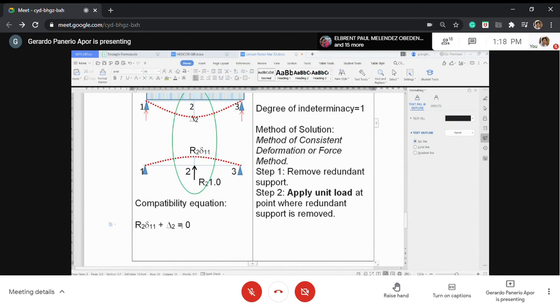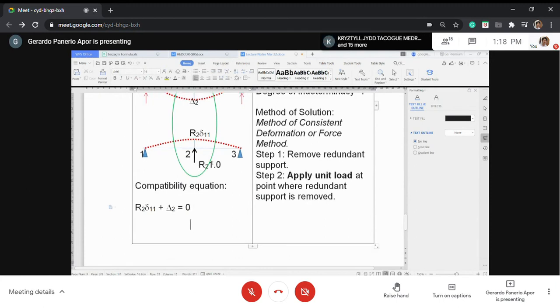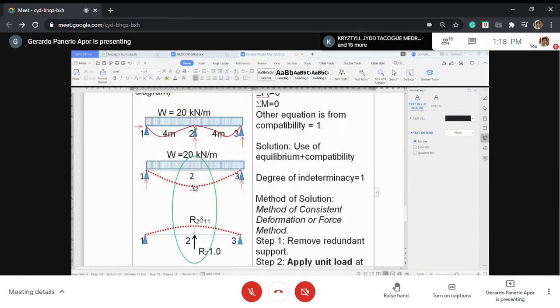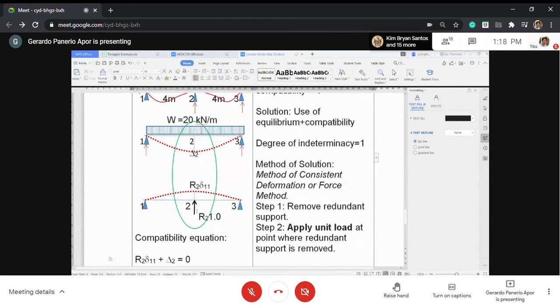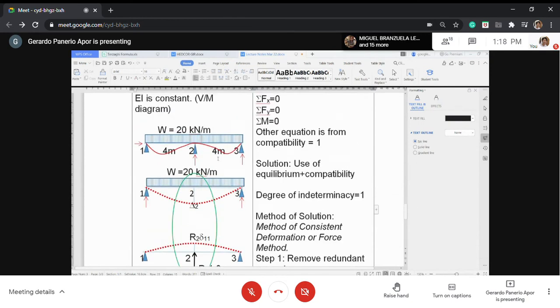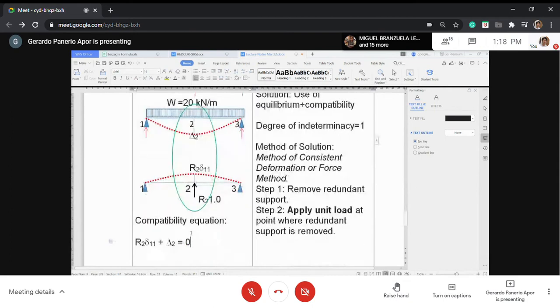Okay. The first equation is this one. This deflection, this amount, plus this one should be 0. This is deflection 2. This one is R2 delta 1 1. So you just sum these two, they should be equal to 0. If you sum the two, it goes back to 0. The load pushes it up until the deflection becomes 0. That's why the sum of R2 delta 1 1 and delta 2 should be 0. Now you're going to look for that R2 delta 1 1.